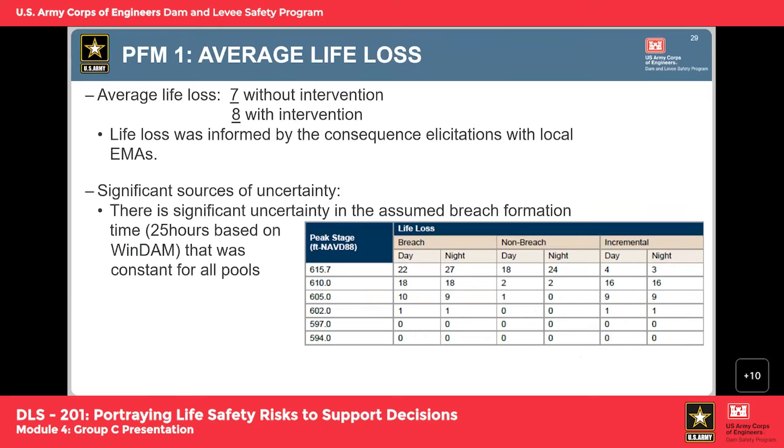Okay, thanks. No problem. So the uncertainty, just to reiterate, is the breach parameters. They assumed a fixed breach geometry and breach formation time for all pools, and due to the different depths and durations, the breach geometry may be different. However, it doesn't seem to have a huge impact since the incremental releases relative to the non-breach releases don't show much difference.